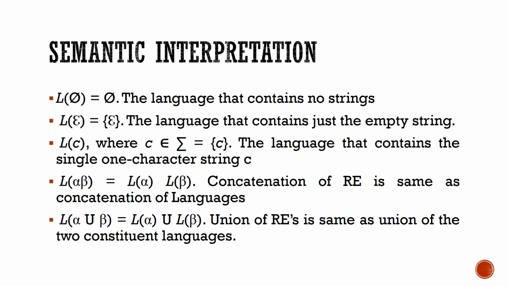Alpha union beta means the language formed with alpha, union standing for the OR operation, or the language formed with beta. Concatenation means joining end to end. Union means any one of them. That is the semantic interpretation.